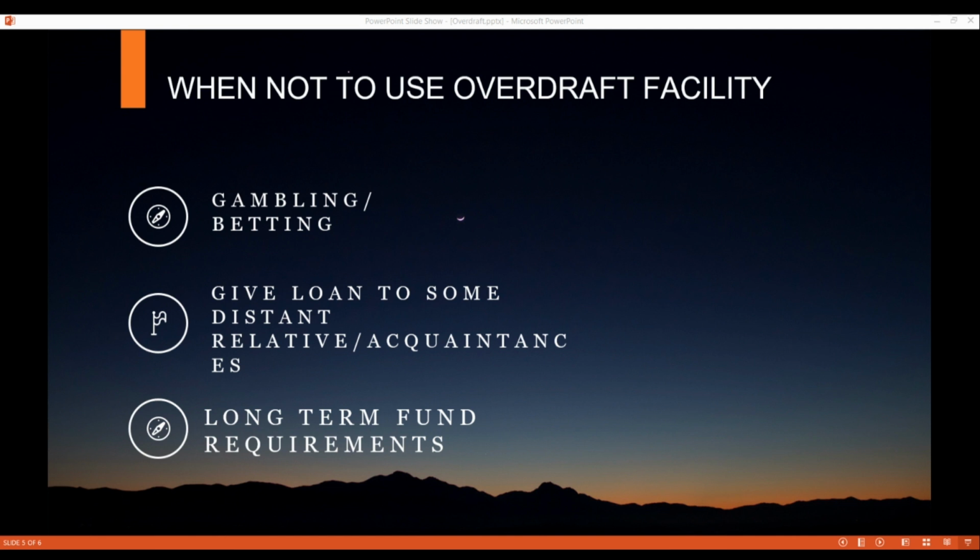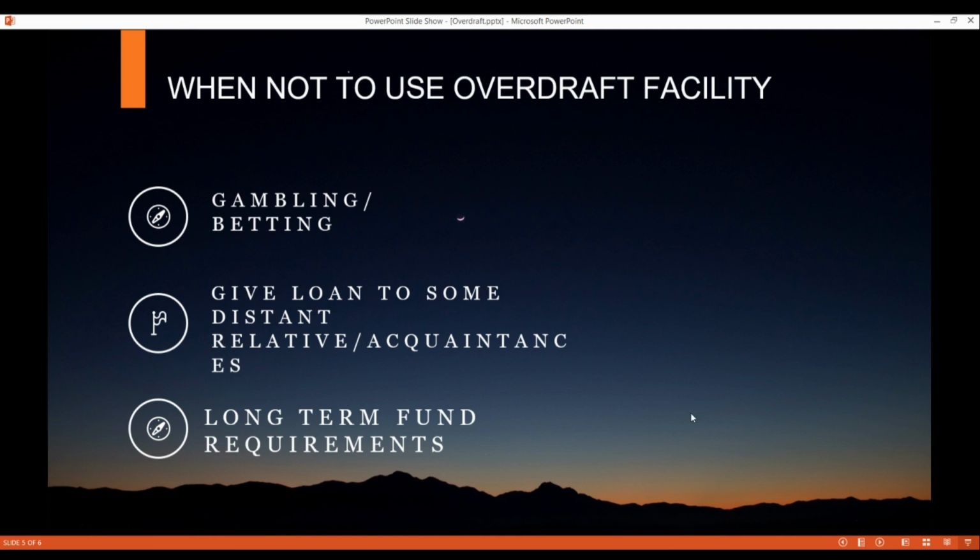So the expectation is always that you should have this overdraft facility when there is a short-term need and you have the money coming to pay the bills that are due, right? So that's all about the advantages and disadvantages of overdraft facility.